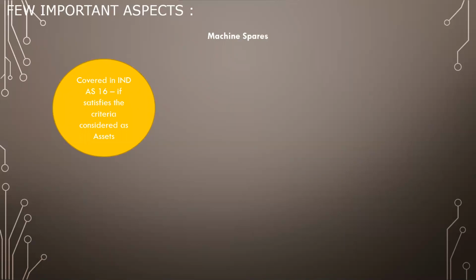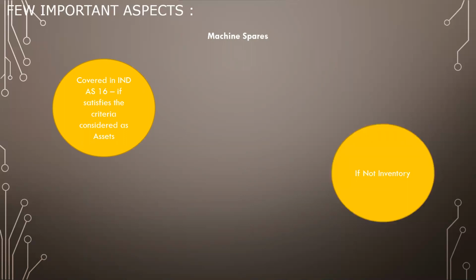If the machine spares satisfy the definition of tangible assets, as per the criteria defined in Ind AS 16, that has to be capitalized. If it does not follow that standard, or it's not satisfying one of these conditions, that will come back to inventory. So that is how it is being taken care of, and that's how it's being addressed.